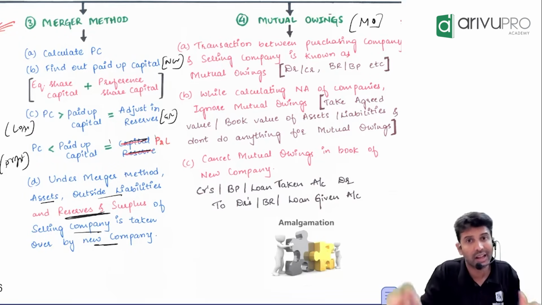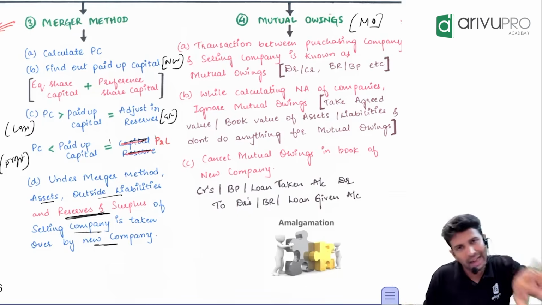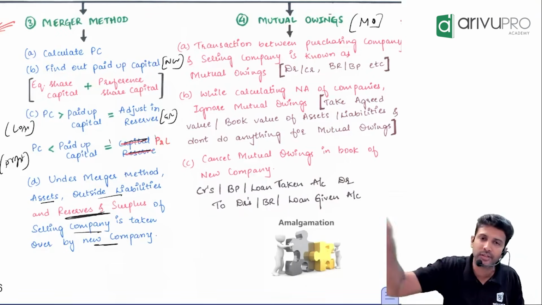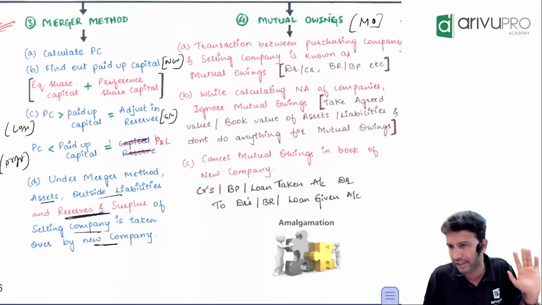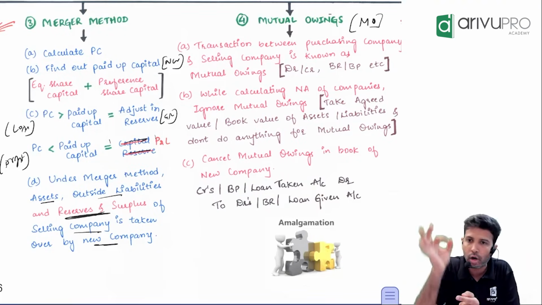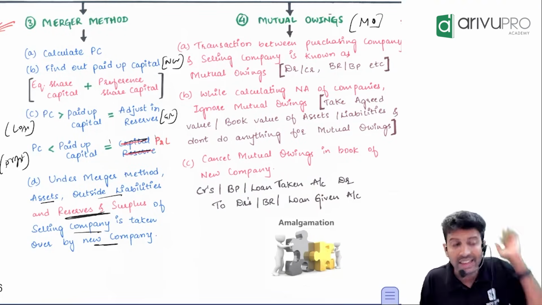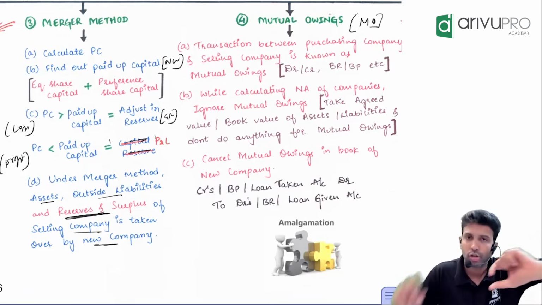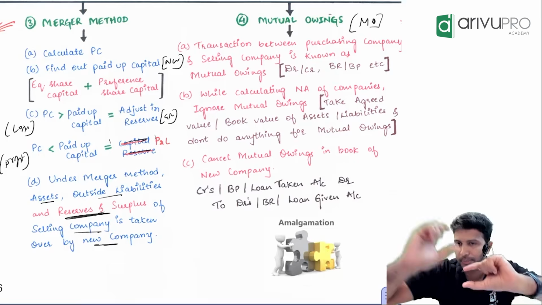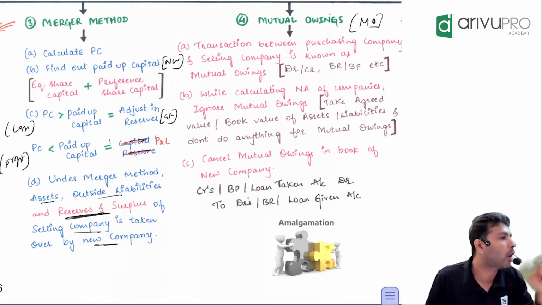But in the merger method, assets, liabilities and reserves and surplus of the selling company will be taken over because it is just a reshuffling or a reorganization, and everything will be taken over at book value only. So the only thing not taken over under the merger method is what? Paid up capital. So that only you compare with PC, and the difference becomes profit or loss.